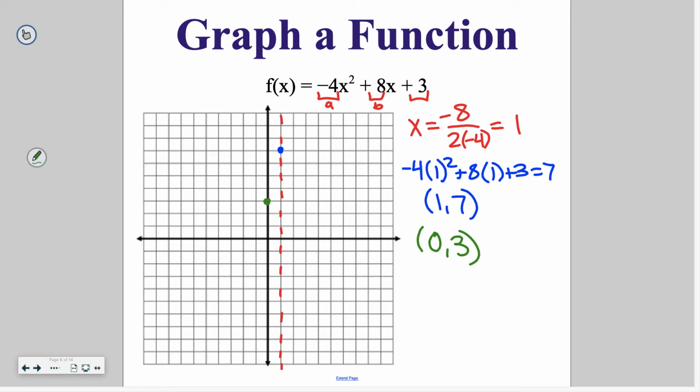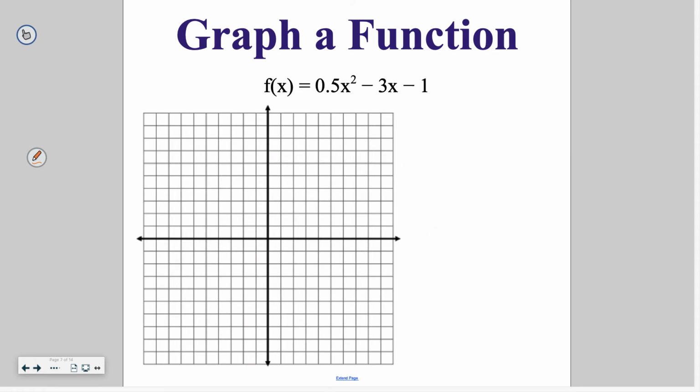And then just like last time, we're going to use that axis of symmetry to mirror. So I'm going to mirror that point over my axis of symmetry and then go ahead and connect those points with my curved line, making sure that it doesn't come to an exact point and that it is actually curved. Go ahead and try graphing this one on your own.